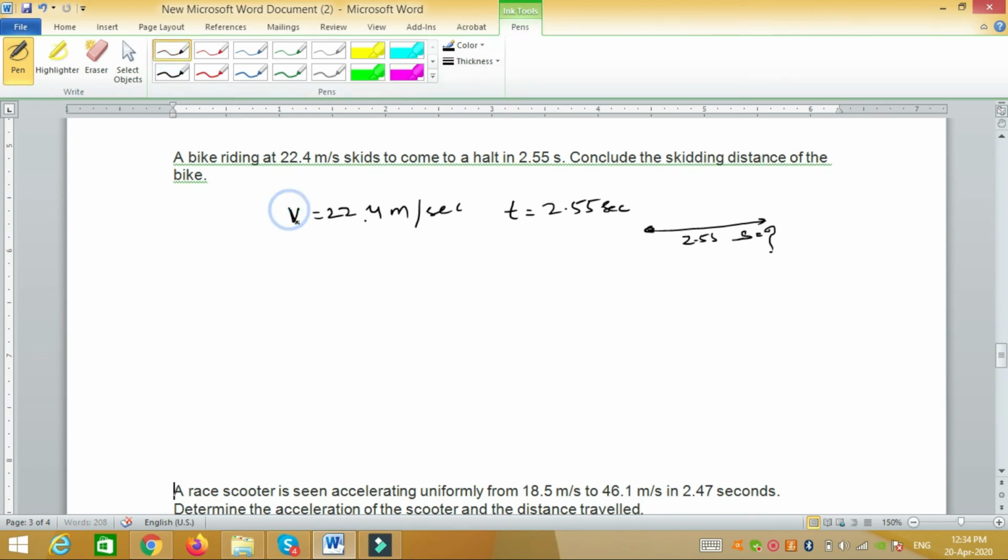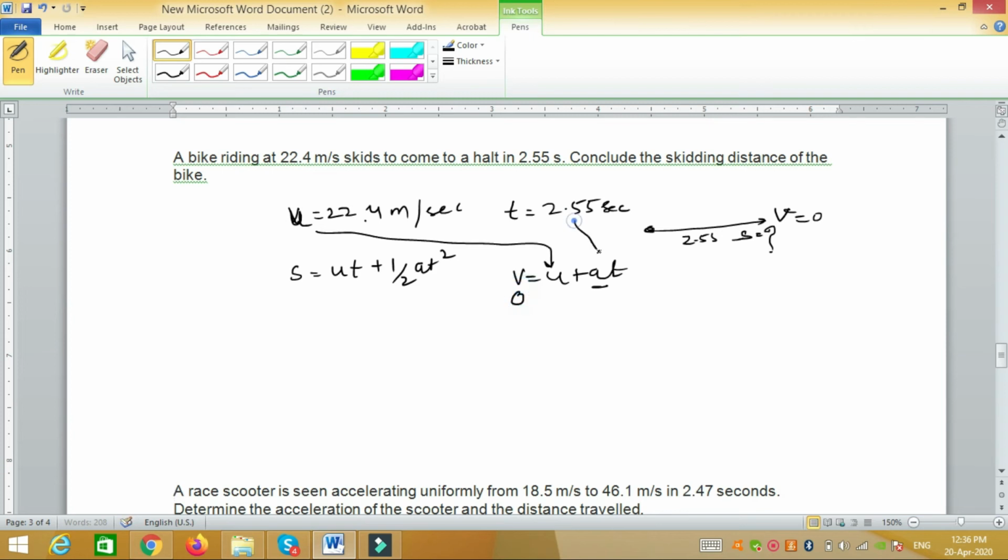So this is a very important and very easy question. Since the initial velocity is given to you, you can use s is equal to ut plus half at square. But for that, since the biker skids, its final velocity is 0. This is very important. So first of all, you have to calculate v is equal to u plus at. By using this equation, you have to calculate the acceleration. How? By putting u here, final velocity 0, and time here, you can calculate a.